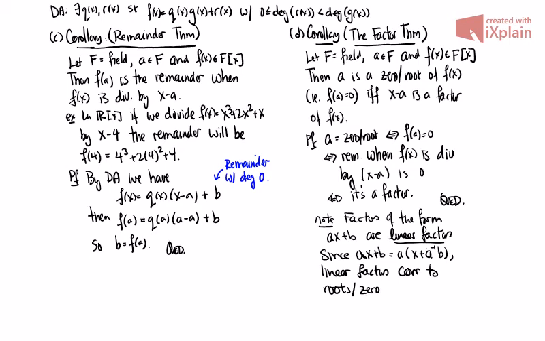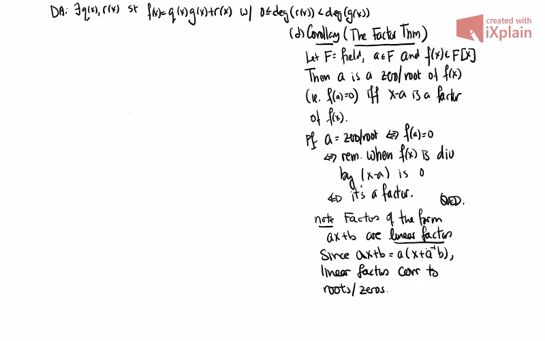Zeros, if you prefer. So that's something to keep in mind when I give this final theorem: if you have a root, you have a linear factor. If you have a linear factor, x plus b, you have a root, negative a inverse b. So keep that in mind.